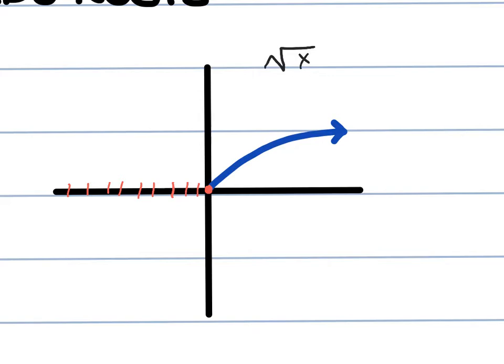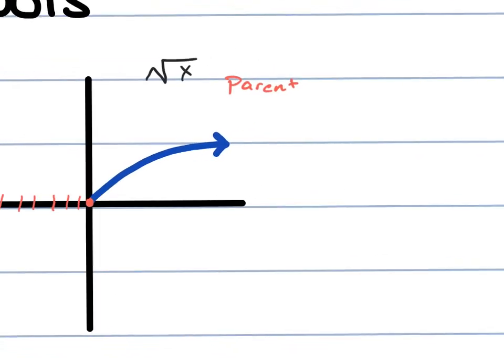So we call this our parent function. And we call it a parent because it's like the most basic version. So this is called a parent function.